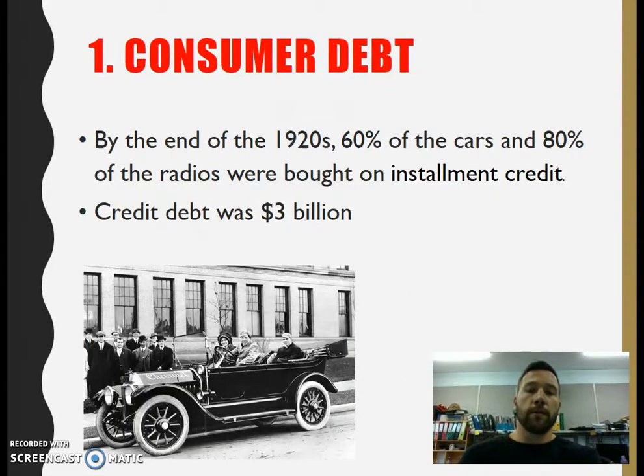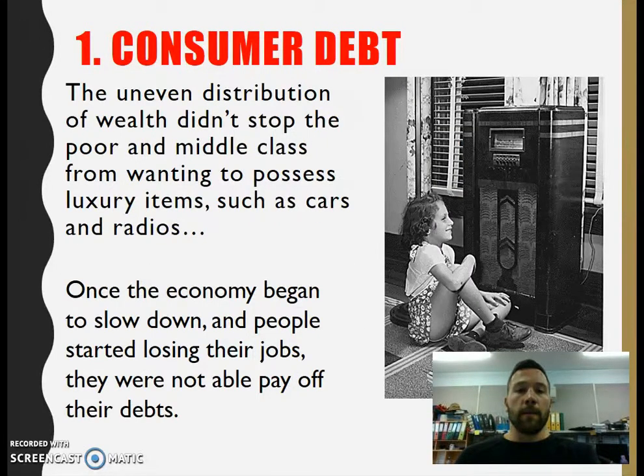By the end of the 1920s, 60% of the cars and 80% of the radios were bought on this installment credit, and credit debt was around $3 billion. The uneven distribution of wealth in the country, for example, having a small group of people with a lot of money and most people not having much money, didn't stop those lower classes from wanting those goods, and they were able to get them through this installment credit. But as the economy began to decline and people lost their jobs, they couldn't pay back this money and couldn't pay off their debts, which was causing a lot of issues.